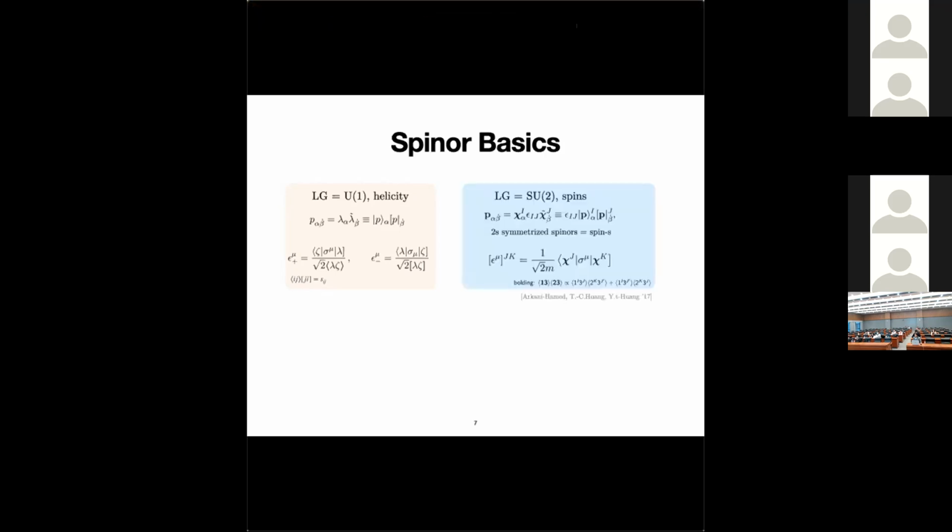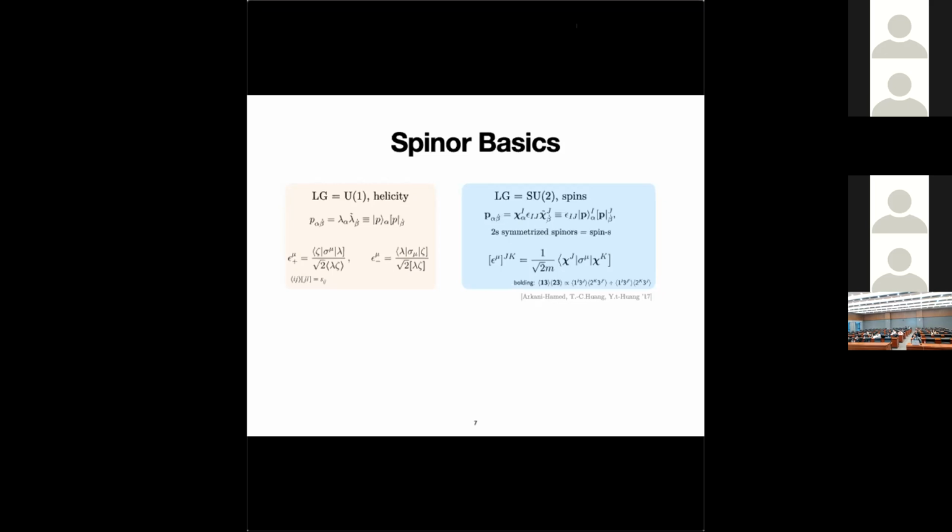Now, moving to the massive case, I'm going to be using the formalism of Arkani-Hamed, Huang, and Huang. And here the little group is not U(1) anymore, it's SU(2), which means that we need 2 pairs of spinors to describe the massive momentum, where this I and J are the SU(2) indices. And of course, now here the determinant of p is m squared. And also the polarization tensor can be obtained by symmetrizing over the little group indices. And also in this formalism, we don't need to choose a spin quantization axis a priori. And this is one of the biggest advantages.